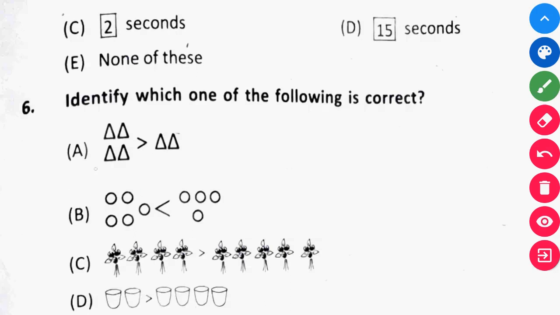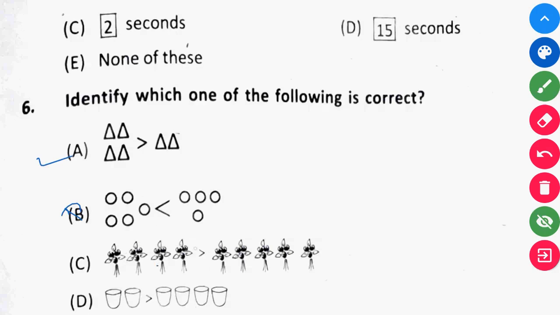Identify which one of the following is correct. 4 triangles are greater than 2 triangles, it is correct. 5 circles is less than 4 circles, no, it's wrong. This is correct. But I need to check all the options, because sometimes there is an option like A and B both are correct, A and B both are wrong. So we have to take a look at each of the answers.